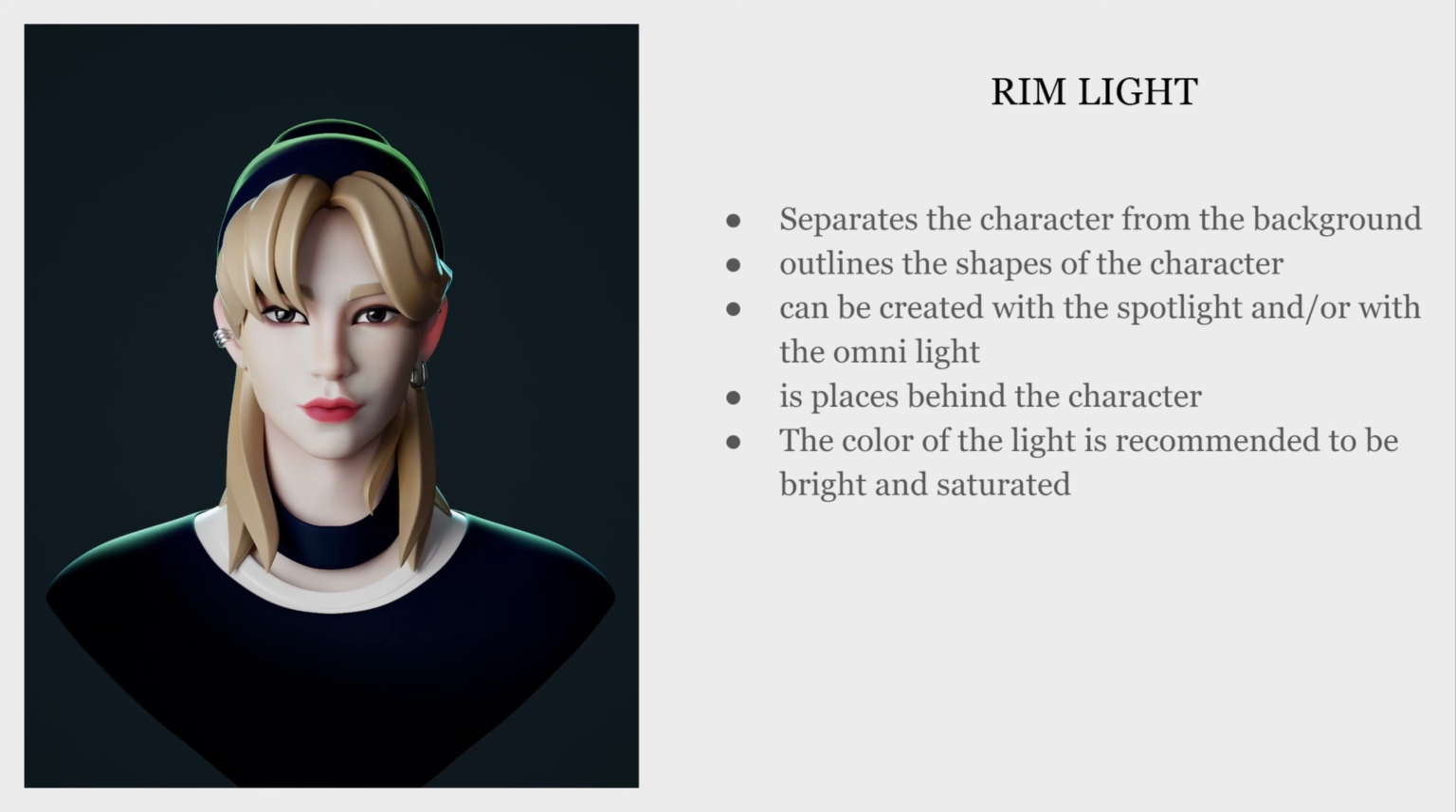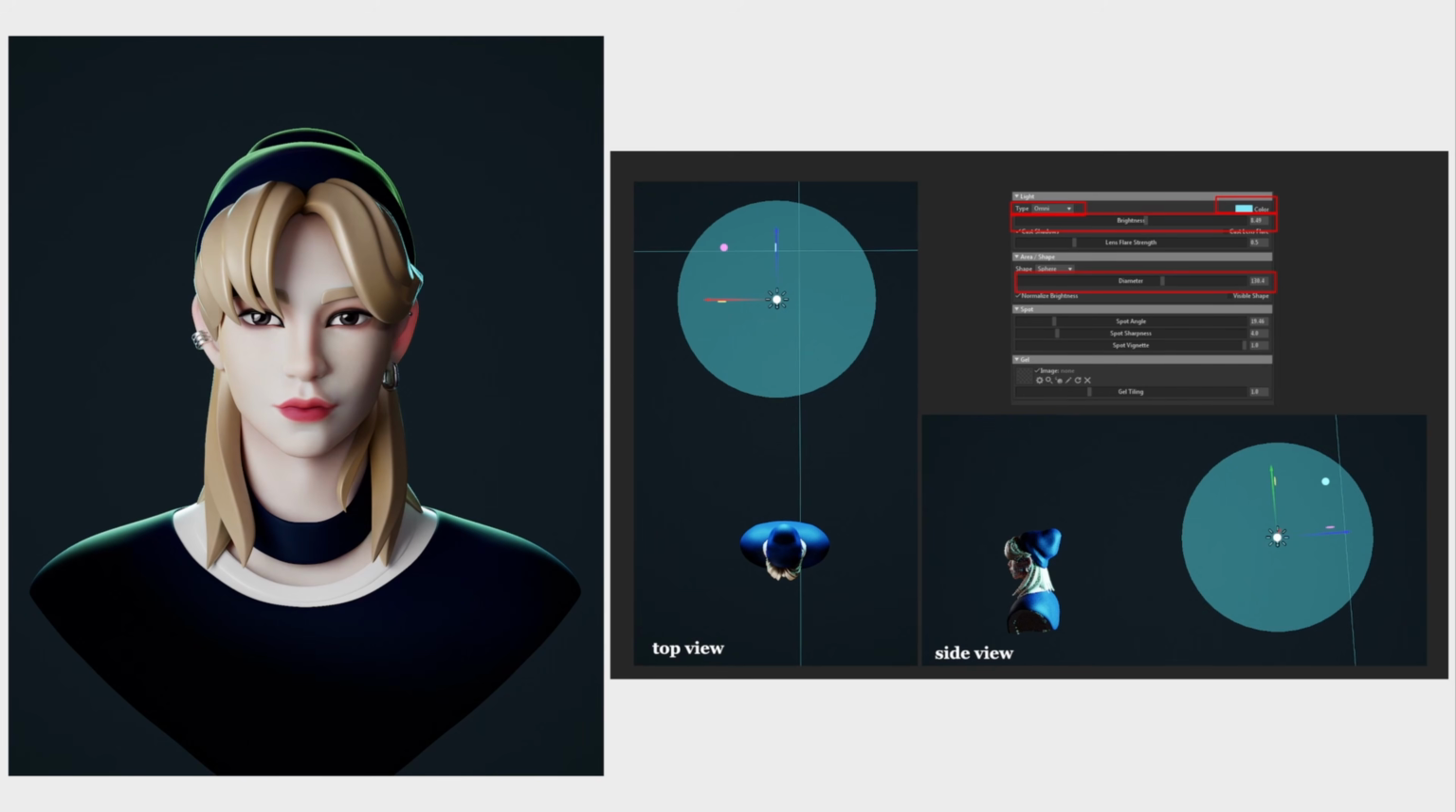I will show now. In this render, the rim light is created using the omnilight and it is placed directly behind the character. You can also see the settings of this light on the slide. By the way, unlike the key light, here in the rim light, I highly recommend changing its color. The whole scene will look much more interesting.